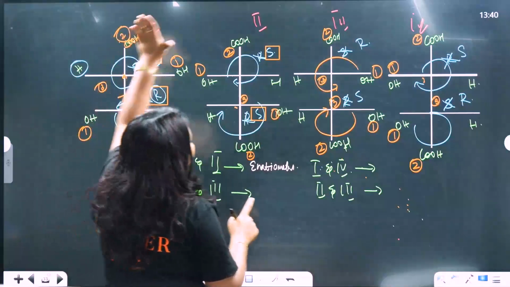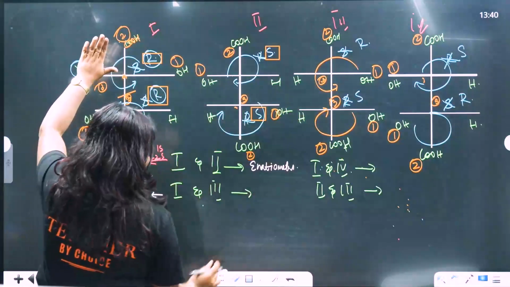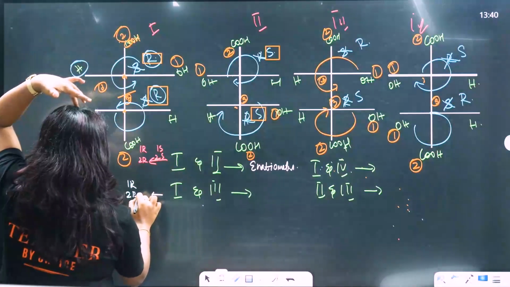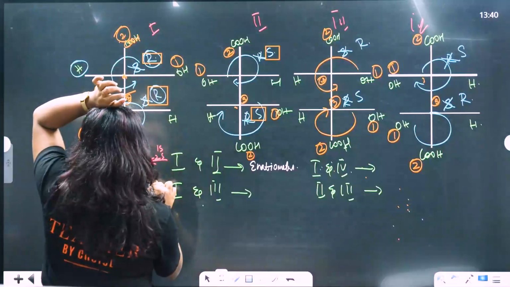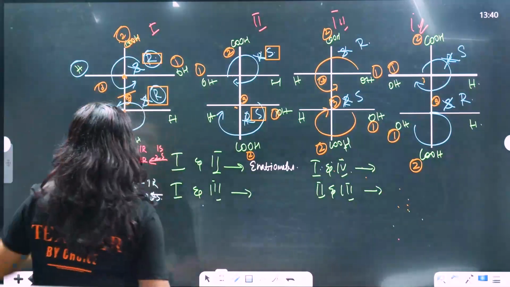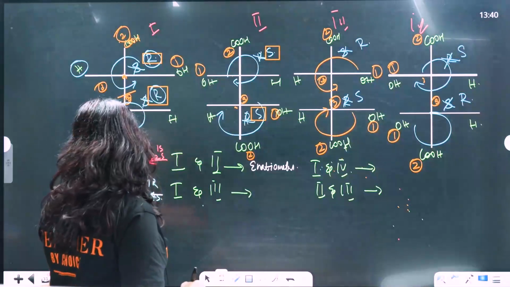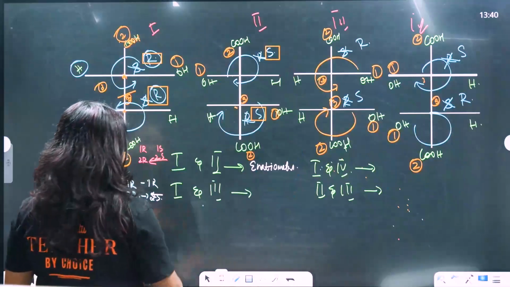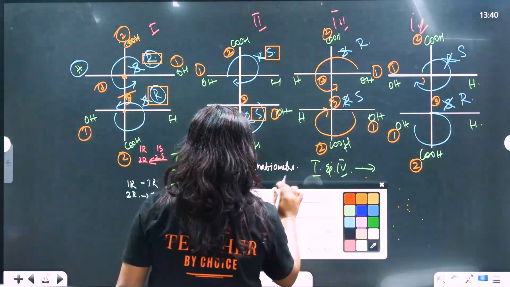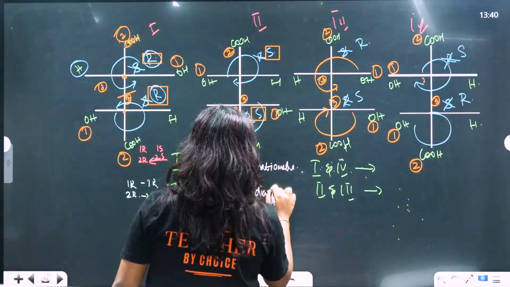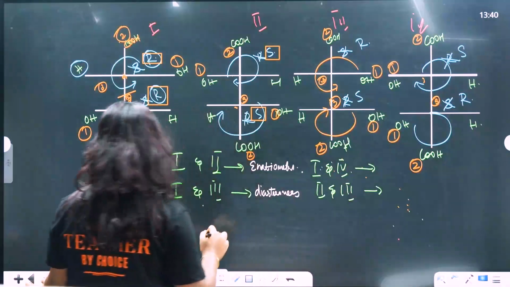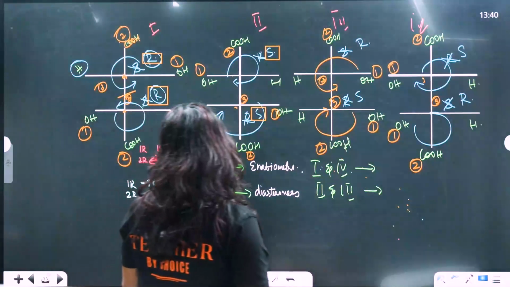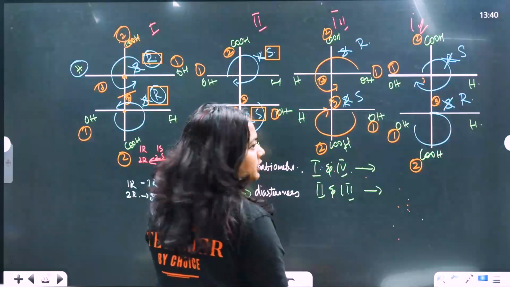First and third. First and third, which means in the first one, what do you have? First R and second R. In the third one, first is R, second is 2S, which means 1R, 2R, 1R, 2S. See, 1R, 2R, 1R, 2S, which means the first and third one is diastereomers. See this one. 1R, 2R, 1R, 2S. Clear? Which means 1R, 1R, 2R, 2R, if removed, it becomes identical.